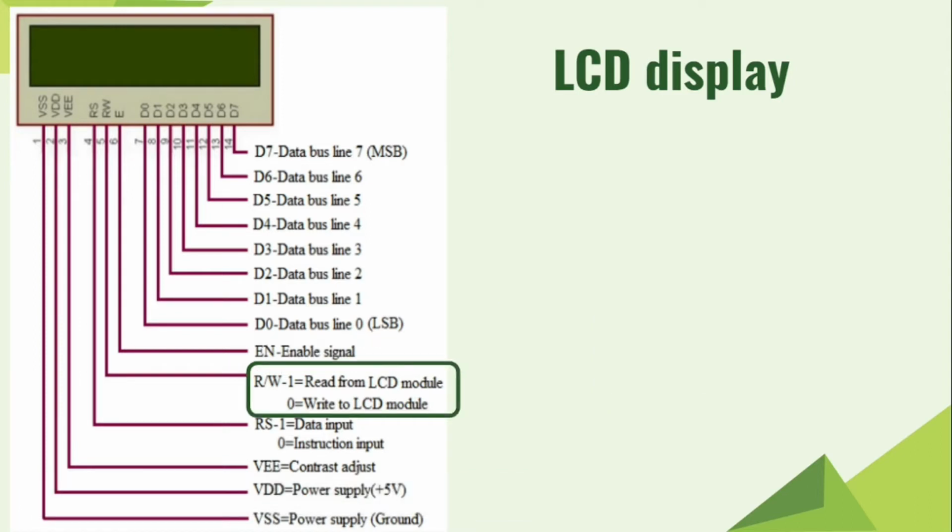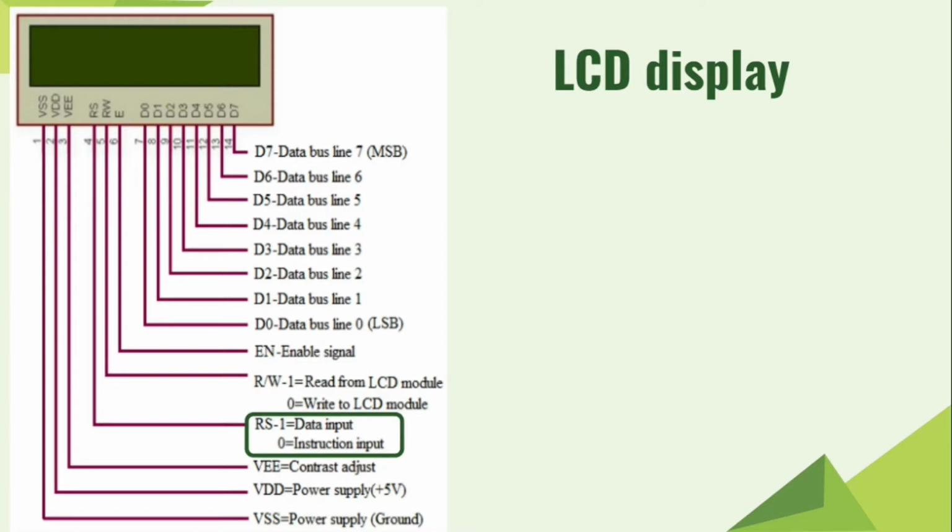The read-write signal is used to tell the LCD whether the data on the data lines is to be read from the LCD or written to the LCD display. If the read-write signal is 1, then data is read from the LCD display. If read-write signal is 0, then the data is written to the LCD display.